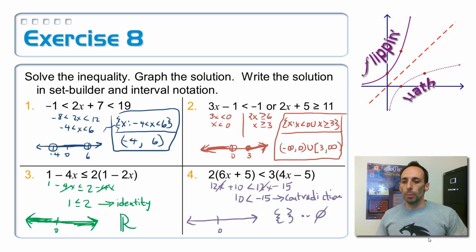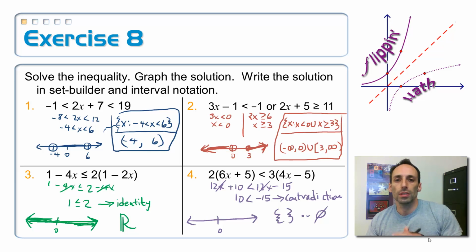Okay. On number 3, here's the first crazy thing that happened. Your x's cancel out. It depends on how you solved your equation. You might have gotten something a little bit different than what I have, and that's okay, as long as what you ended up with was a true statement. Like I got 1 is less than or equal to 2. No matter what, that will always be true.